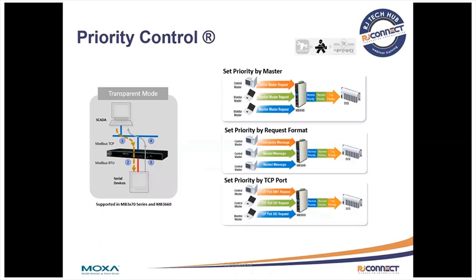Another unique feature is priority control, where we can set priority by master, by request format, or by specified TCP port, so that we can prioritize which Modbus requests need to be handled first. So our control master has the highest priority, one of the monitoring stations has a normal priority, and another monitoring station has a lower priority.